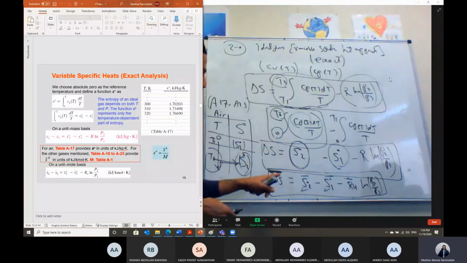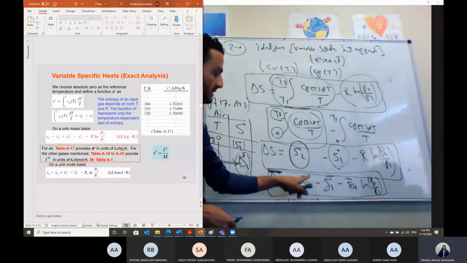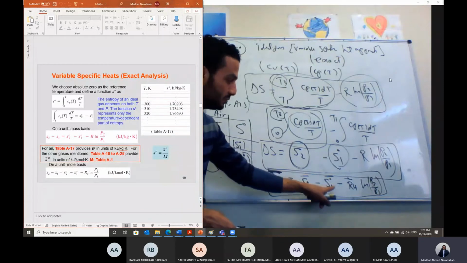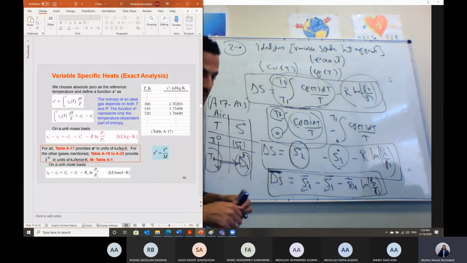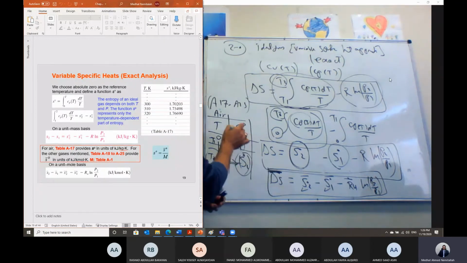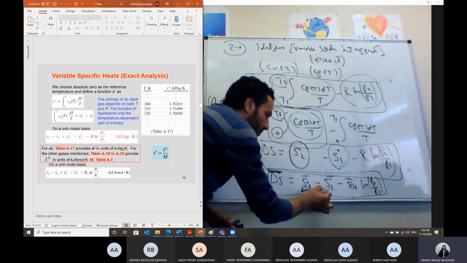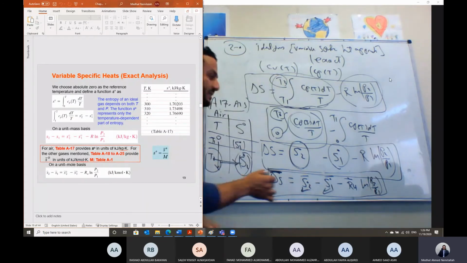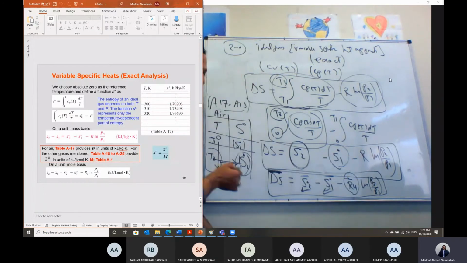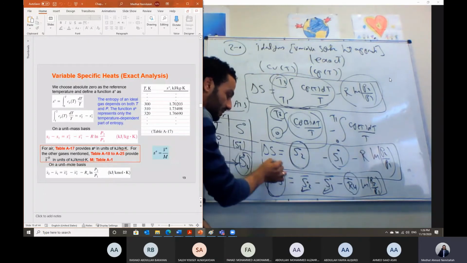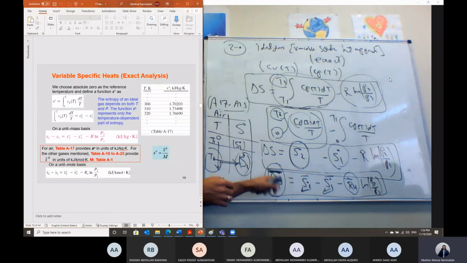So this is delta S, the molar value, which will equal S02 bar minus S01 bar minus R universal, which is R bar, 8.314 kilojoule per kilomole Kelvin. So when the working fluid is not air, and I have to use tables from A18 to A25, I will get the molar value from the table. And in this case, this will be R bar, not R. I have to multiply the equation by the molecular weight. Then I calculate delta S in kilojoule per kilomole Kelvin.